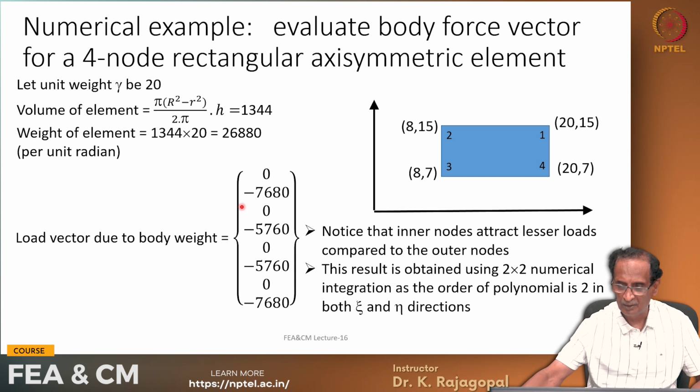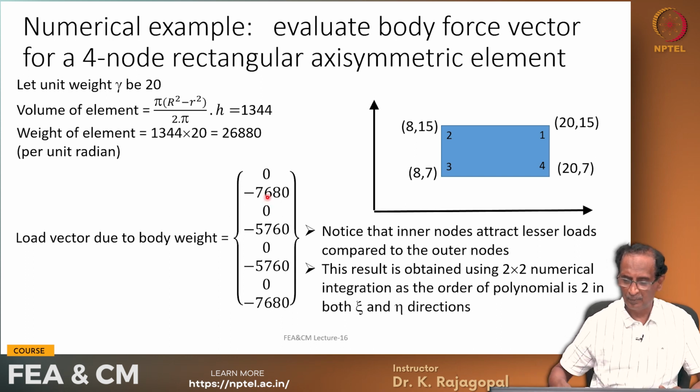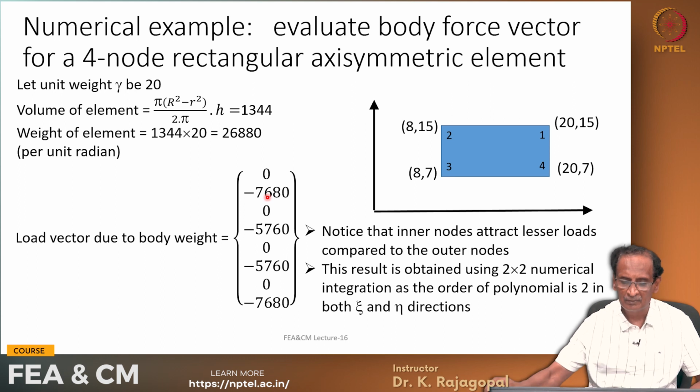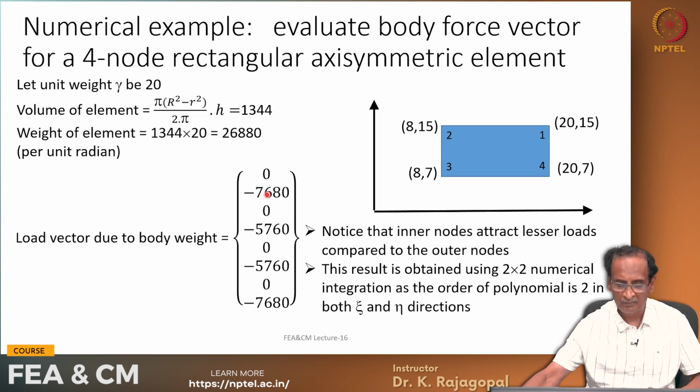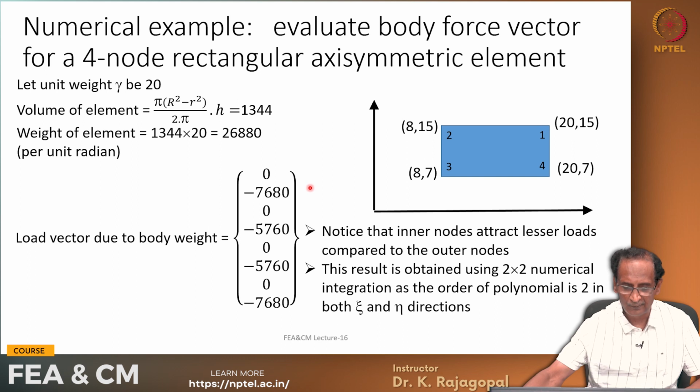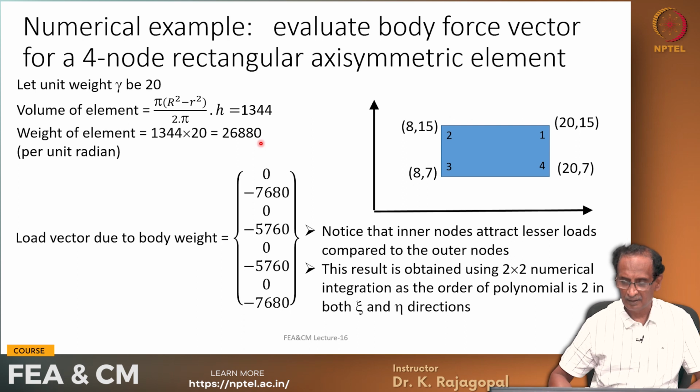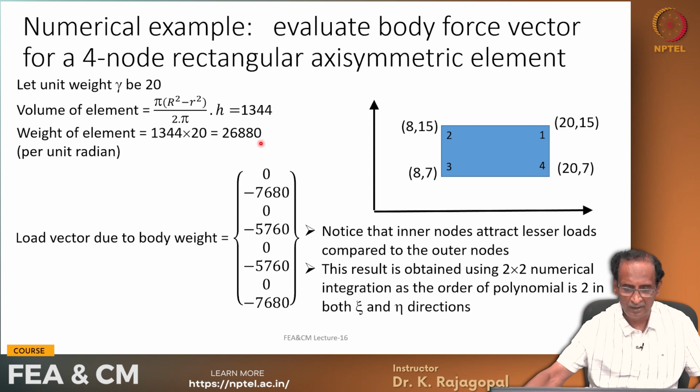This result is obtained with 2-point integration, 2/2 integration. And now you see that the distribution of loads has changed between the nodes. On the two outer nodes we have a force of 7680, whereas in the inner nodes we have 5760, and if you total up all these loads, it will add up to 26,880. You can easily see that, and this is with a 2/2 integration.